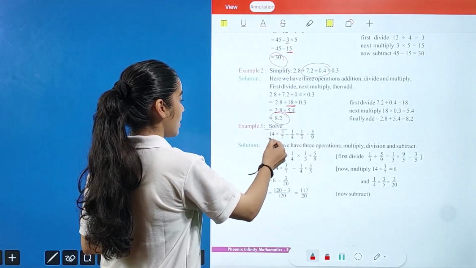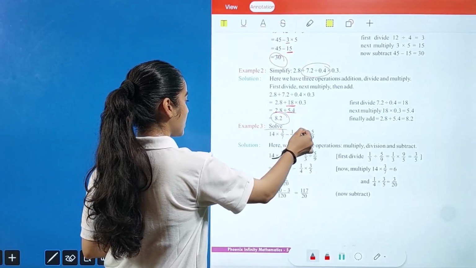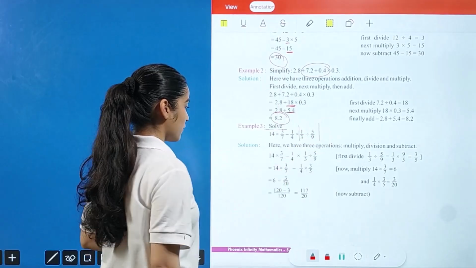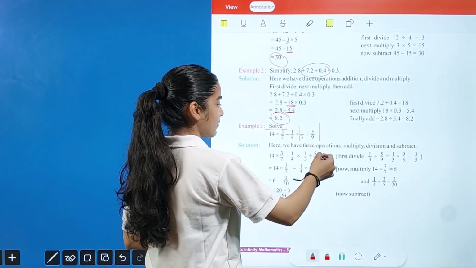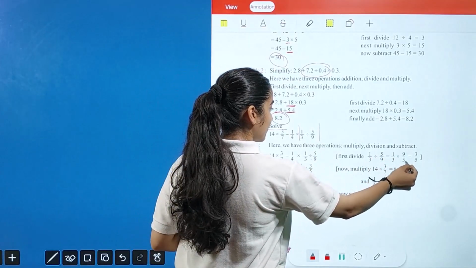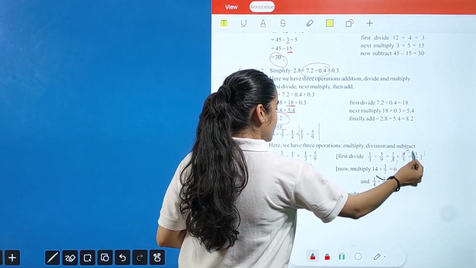Now solve this: 14 multiplied by 3/7 minus 1/4 multiplied by 1/3 divided by 5/9. First we have to divide. Well done. 1/3 divided by 5/9 means 1/3 multiplied by 9/5. So 3 ones are 3, 3 threes are 9. 3/5 is your answer.